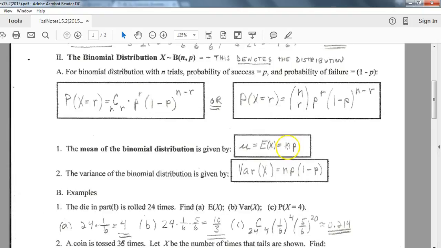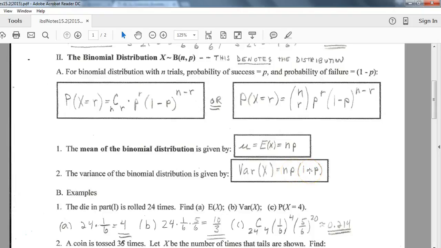This again just represents the number of trials times the probability of success. And that's all that means. The variance is the mean times the probability of failure. So number of trials, probability of success, probability of failure.